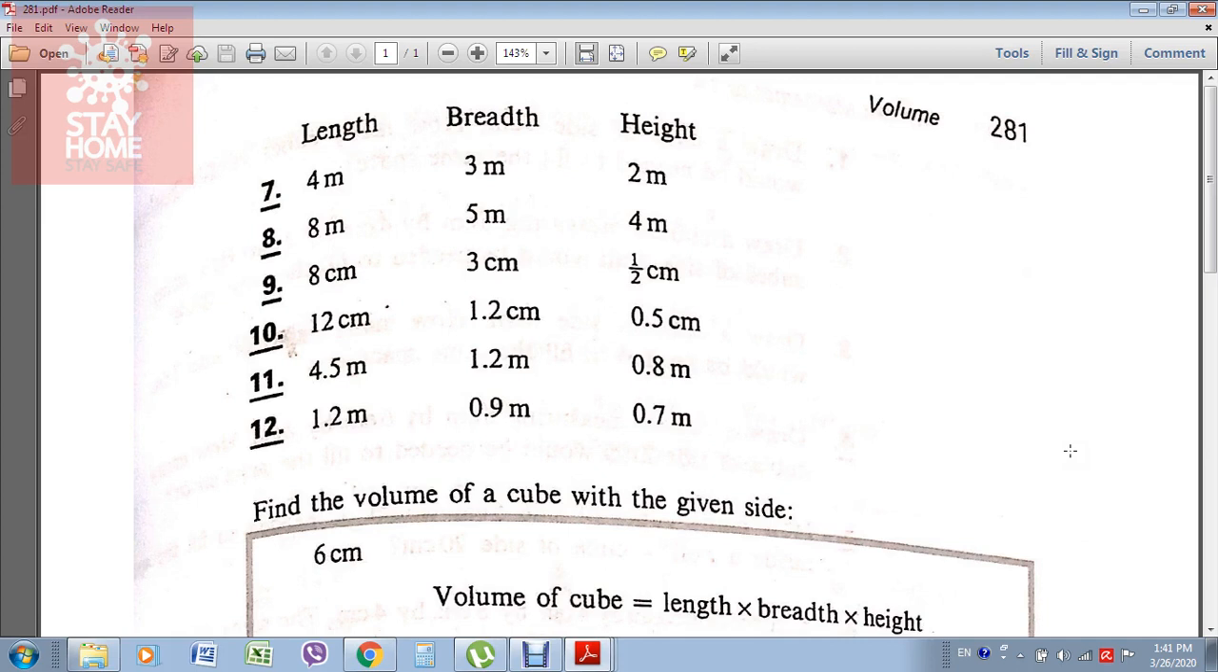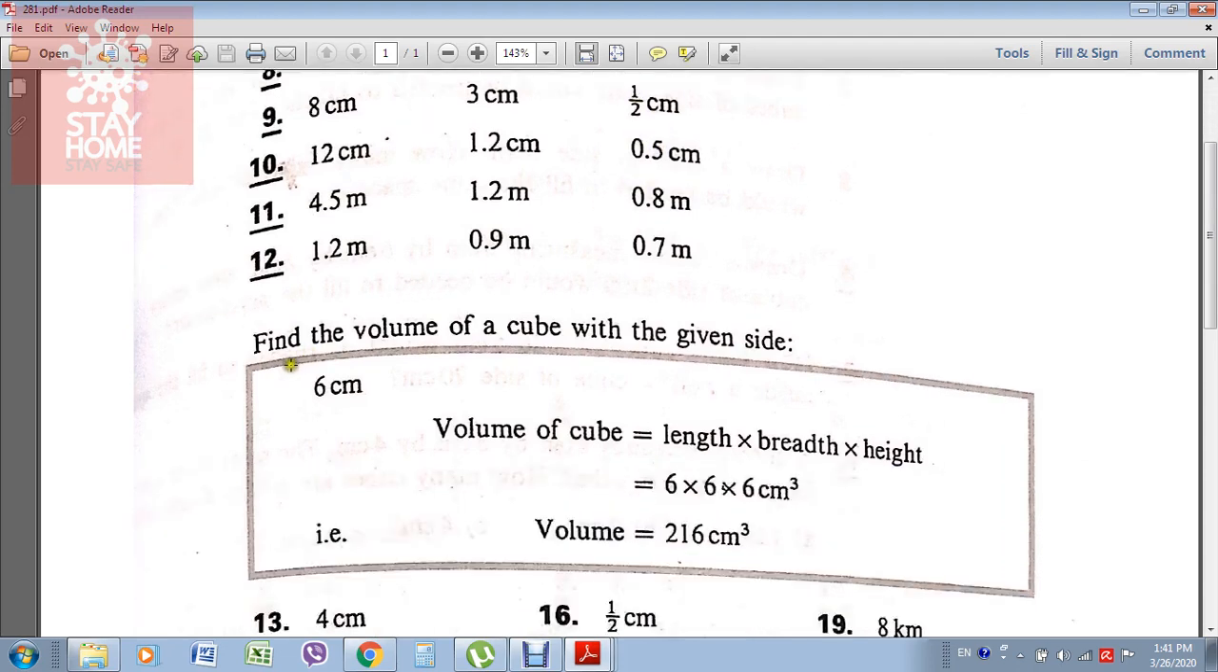In the previous lesson we discussed up to the first 6 questions, how to find out the volume. Now we are going to see the next page, page number 281 in your book. From question number 7 to 12 is similar to the previous 6 questions. Just multiply length by breadth by height: 4 multiplied by 3 multiplied by 2, and you can find the volume of the cuboid.